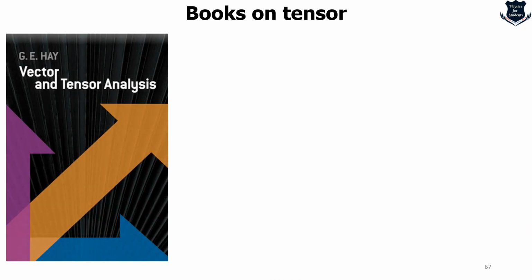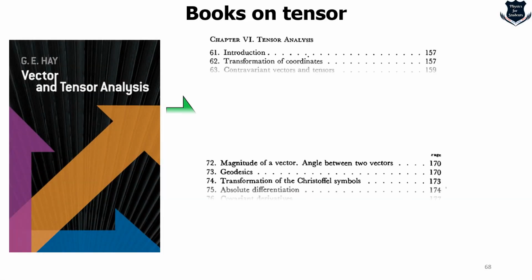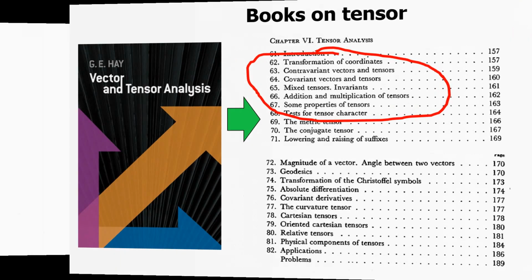The second book would be this one, G.E. Hay's Vector and Tensor Analysis. This is also a good book, and you can see mixed tensors, invariant, contravariant. I mean to say the general tensor part is covered. So it is quite a book to understand.